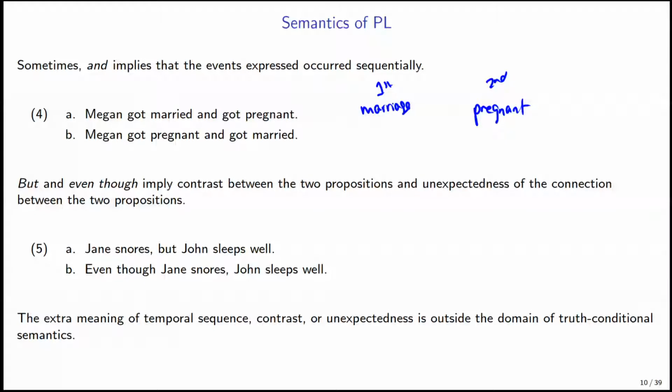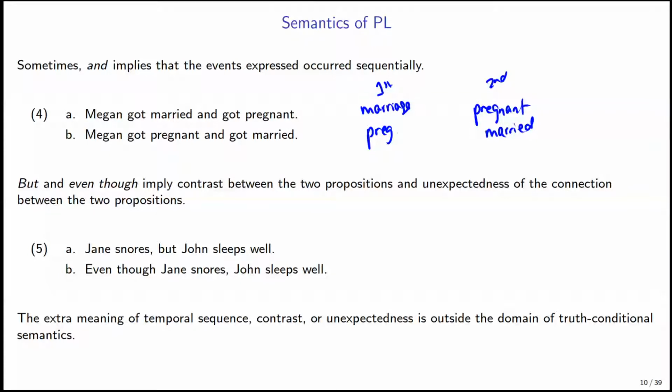Compare it with B. Megan got pregnant and got married. There's this sort of implication here that Megan got pregnant and then got married. Now, when we translate English sentences into our logic, we don't deal with this temporal ordering.